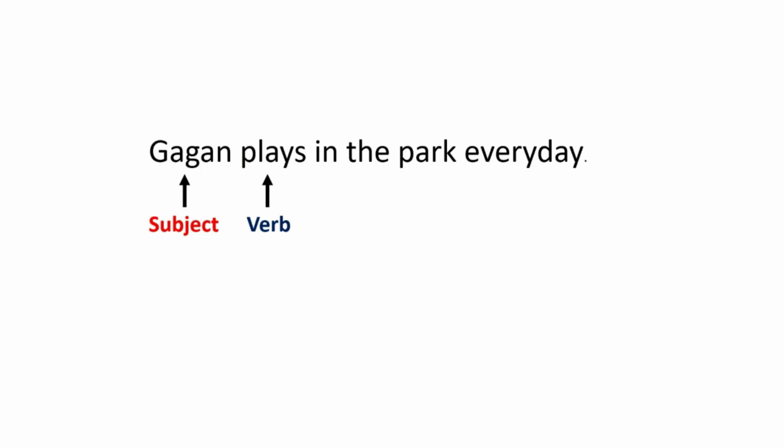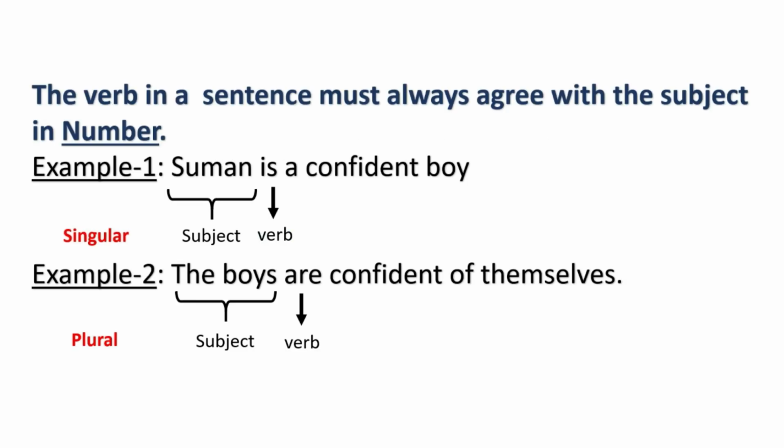So now you have an idea how to identify the subject and verb, and you know the subject and verb are needed in a sentence and they need to agree with each other to make the sentence meaningful and also grammatically correct. Let us check how. Now here, the verb in a sentence must always agree with the subject in number.